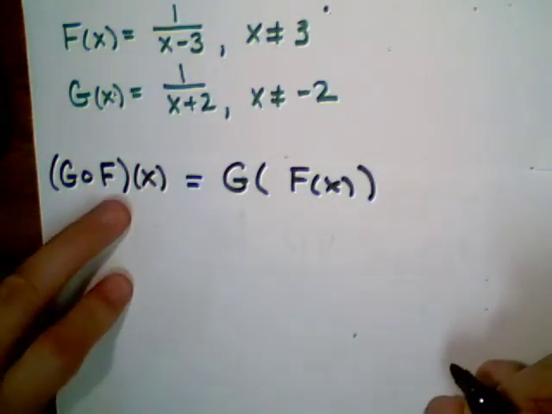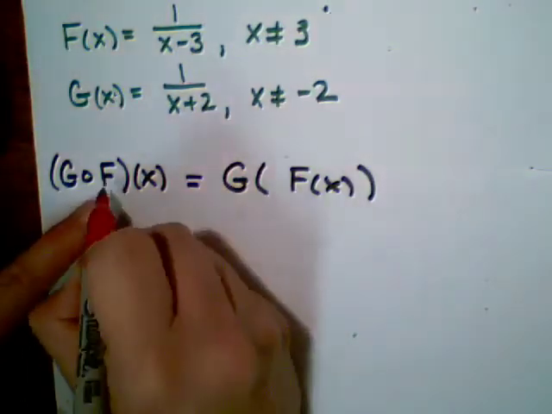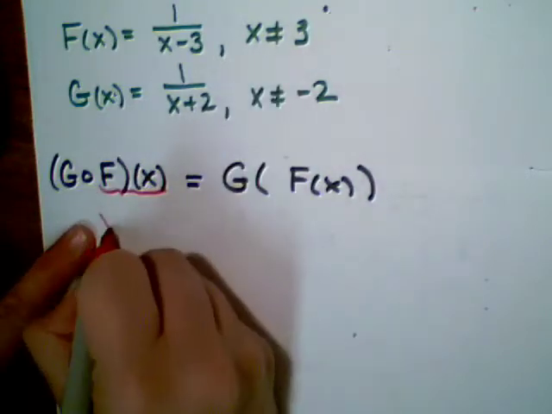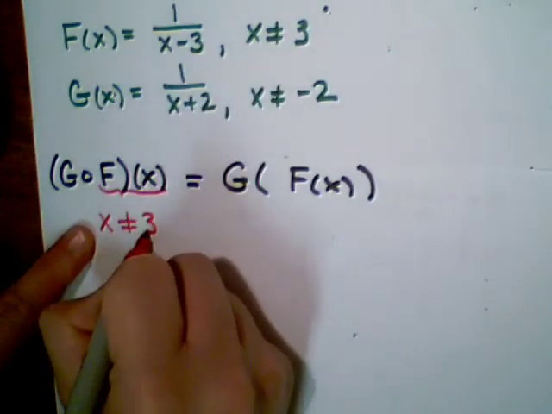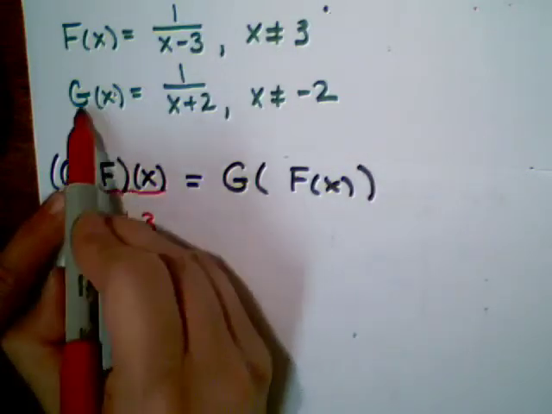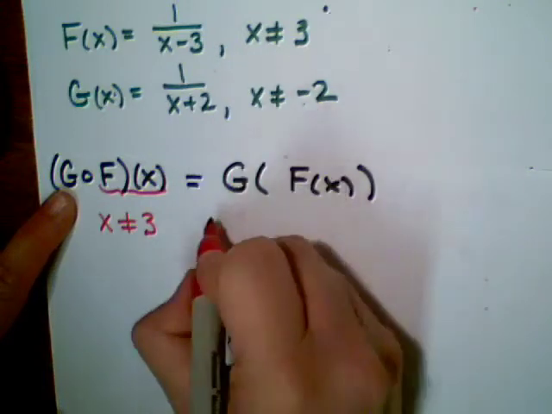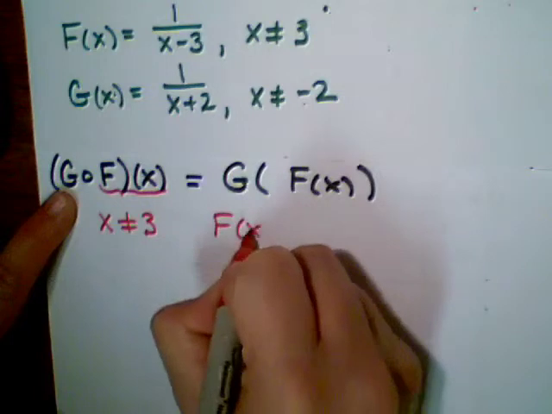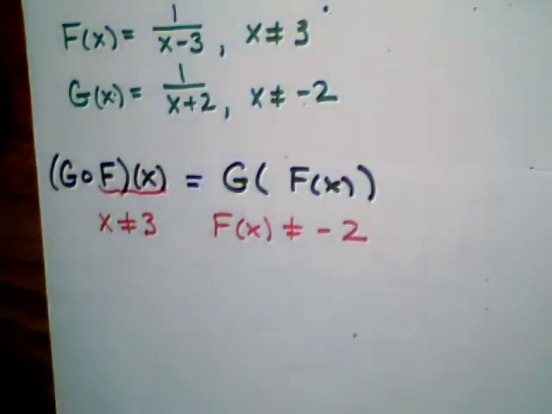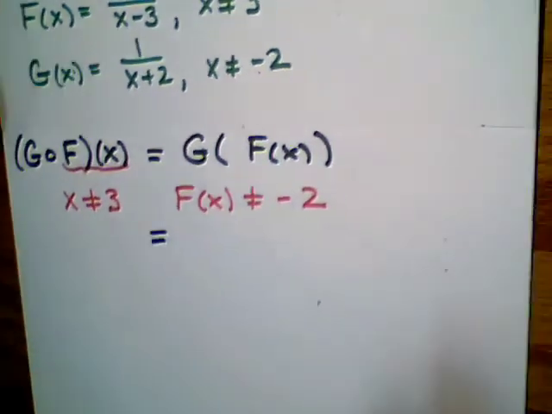Okay. And if we want to think about domain before we even begin, we have to think about the domain of f, and we look back, x cannot be 3. And then, if you look back at g, the inputs cannot be 2 or negative 2. So that implies that our input f of x cannot equal negative 2. So I'm going to let that remain there. We'll do our calculations, and then we'll come back and figure out the domain again.